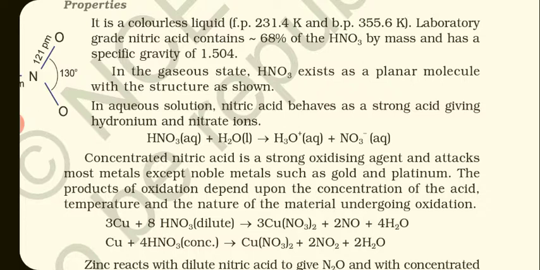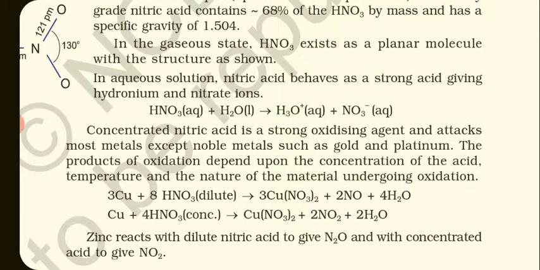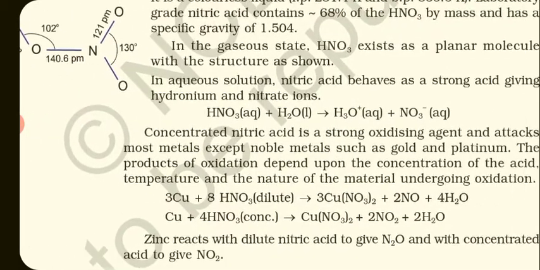Properties: nitric acid is a colorless liquid. Laboratory grade nitric acid contains 68% HNO3 by mass and has a specific gravity of 1.504. In the gaseous state, HNO3 exists as a planar molecule. You can see the diagram on the left hand side.